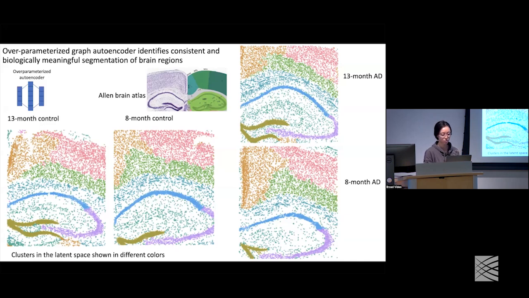There's one cluster for DG here in green, and then there's one cluster for CA1, and there are some clusters for the cortex region of the mouse brain, and that's all. And all these clusters are highlighting comparable regions across different mice.